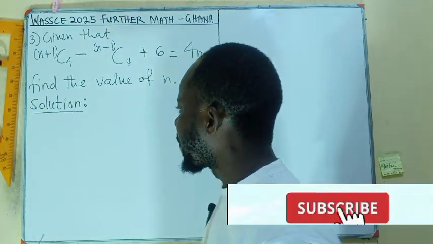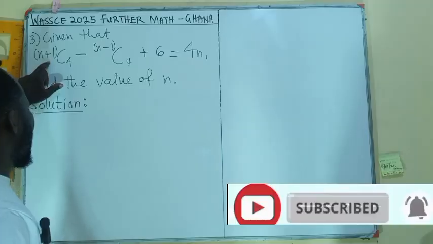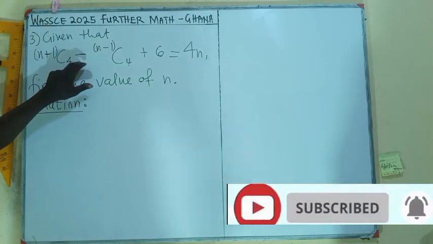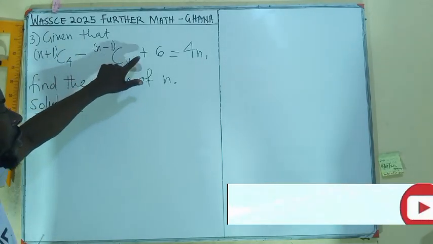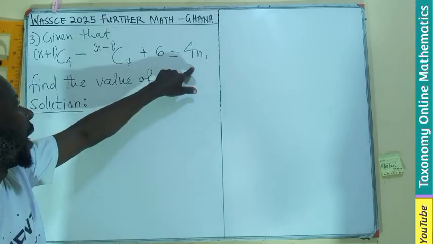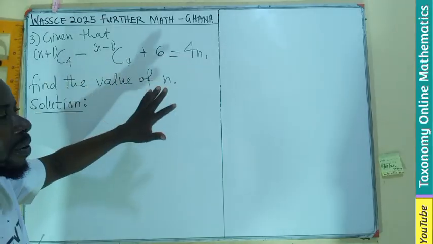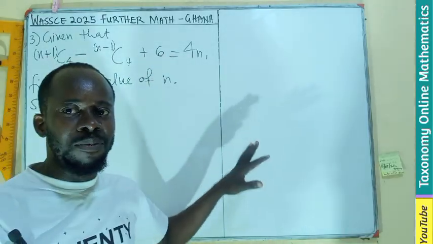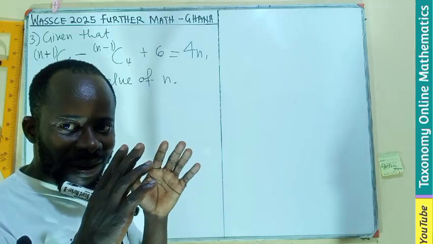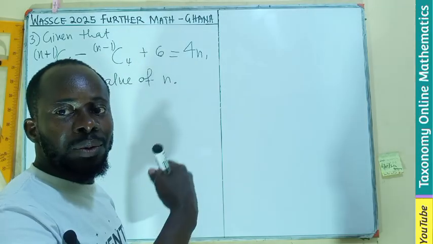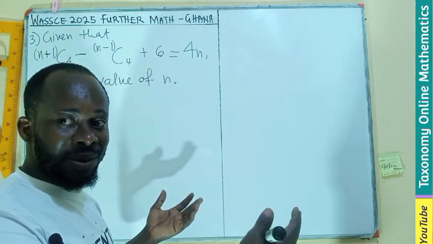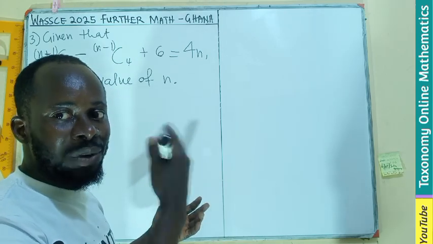Given that (n+1) combination 4 minus (n−1) combination 4 plus 6 equals 4n, we are to find the value of n. My board is not that big, but get your pen and paper ready. As we move along, when the board is full, we clean, and we start all over again.